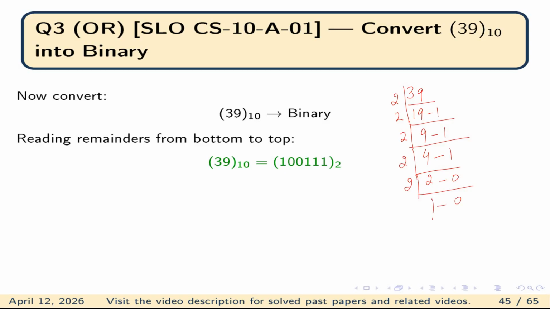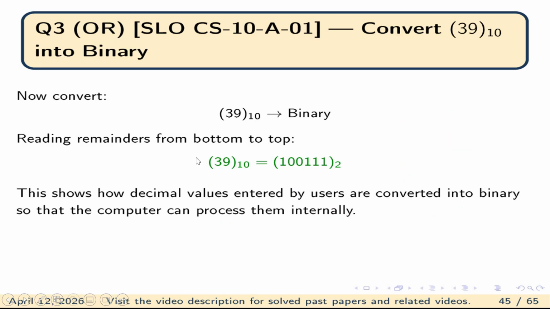When you are writing the answer, start from this point, then this point, then this way, so on. You move to the top. The final answer will be 100111. That is in binary. Okay. This shows how decimal values entered by users are converted into binary so that the computer can process them internally.